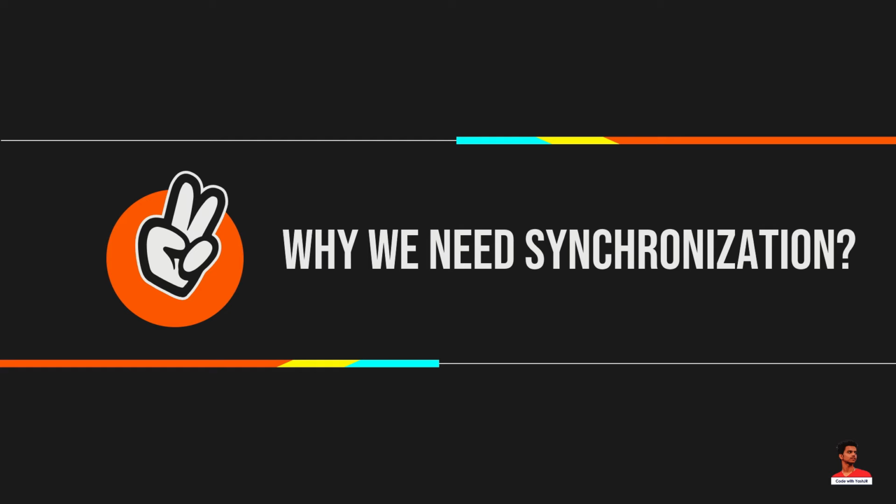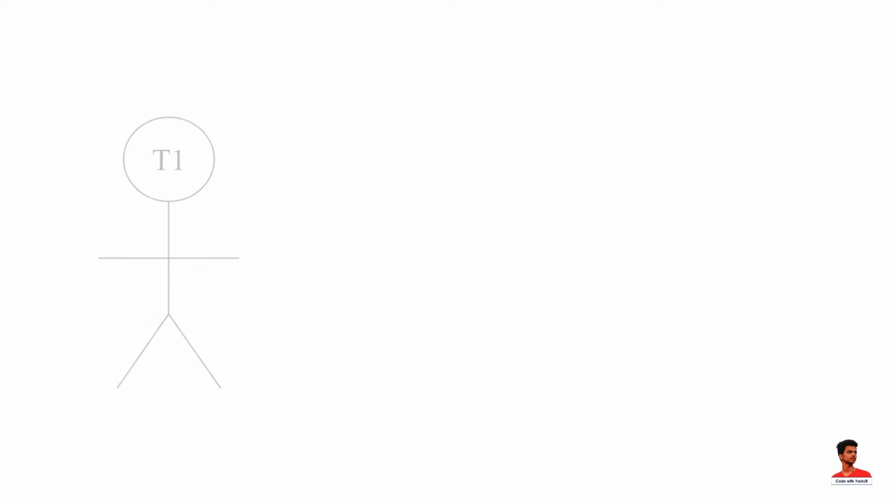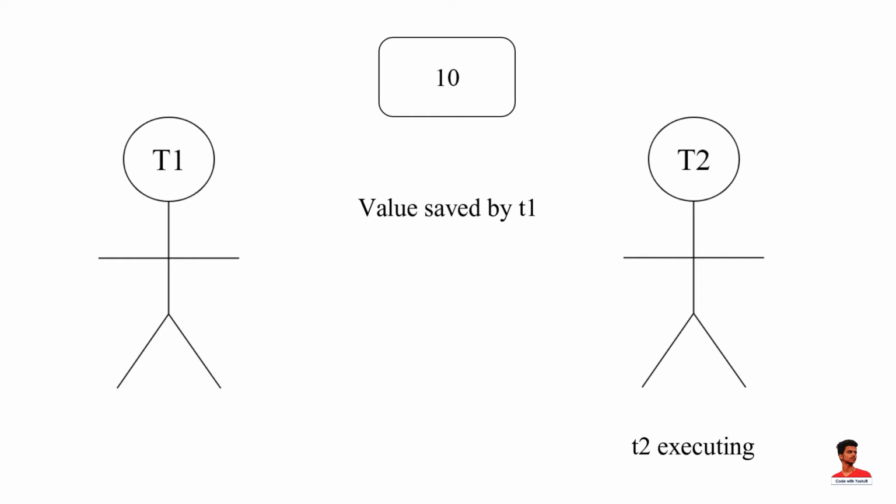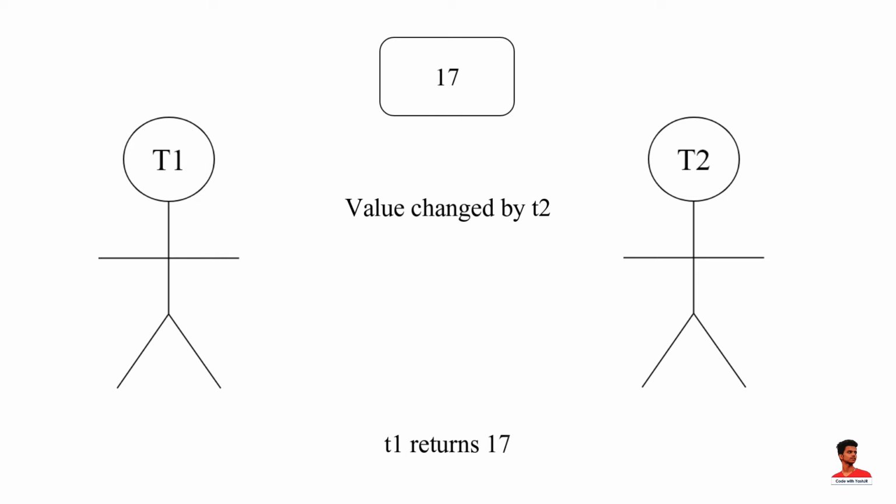If we do not use synchronization and let two or more threads access a shared resource at the same time, it will lead to distorted results. Let's take an example. Suppose we have two different threads T1 and T2. T1 starts execution and saves certain values in file, which will be used to calculate some results when T1 returns. Meanwhile, T2 starts and before T1 returns, T2 changes the values saved by T1 in the file. Now obviously T1 will return wrong results which are not expected from T1.